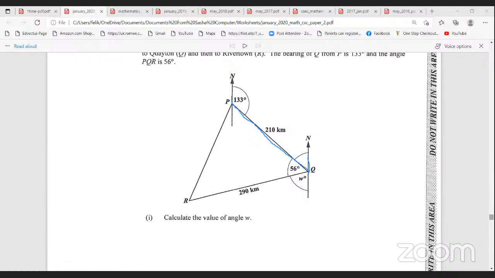Hold on. Take off that line for me, the line that you just drew. We know that our angle is supposed to be at Q. You don't need to draw that line. So start at Q now and show me where the angle is going to be.